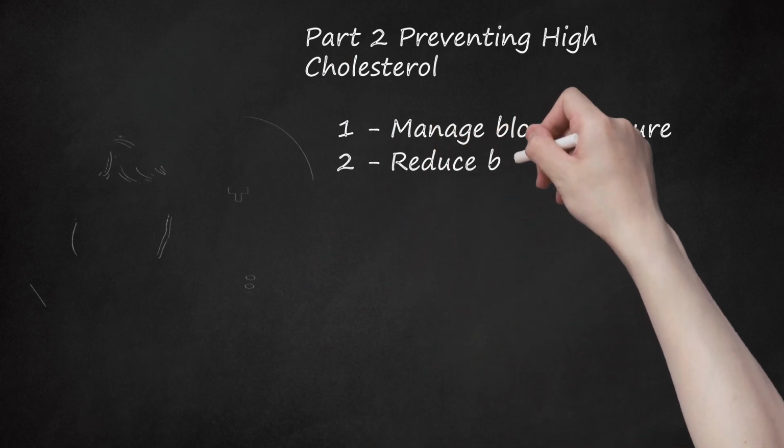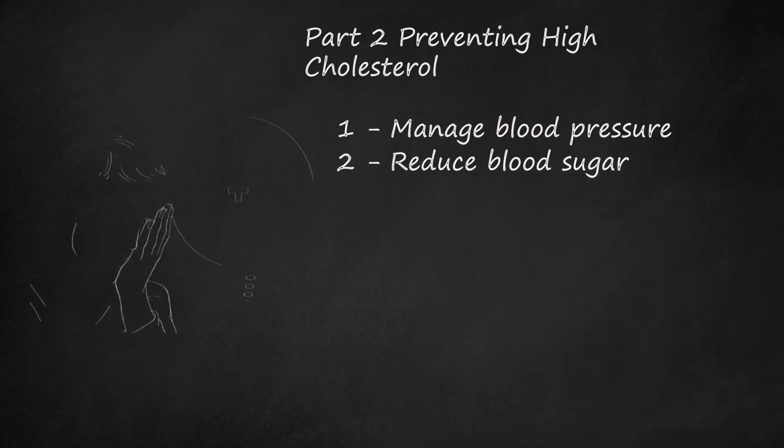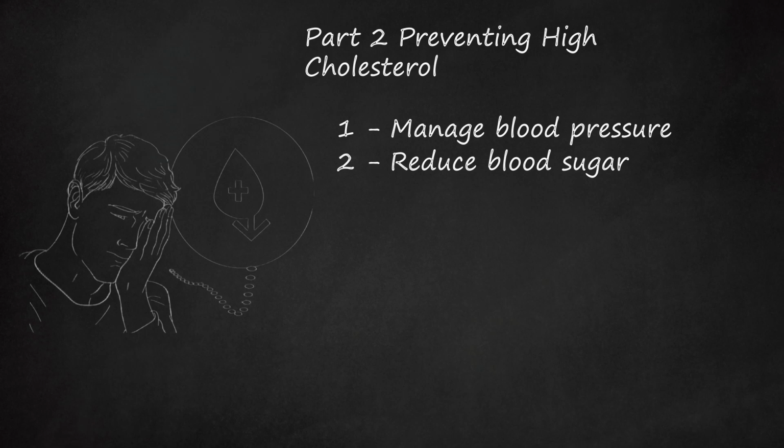2. Reduce blood sugar. High blood sugar could lead to complications related to diabetes. Diabetes is known to lower HDL, good, cholesterol and raise LDL, bad, cholesterol, increasing the risk for heart disease and stroke. This condition is known as diabetic dyslipidemia. A side effect of this condition is atherosclerosis, in which the arteries become clogged with cholesterol.